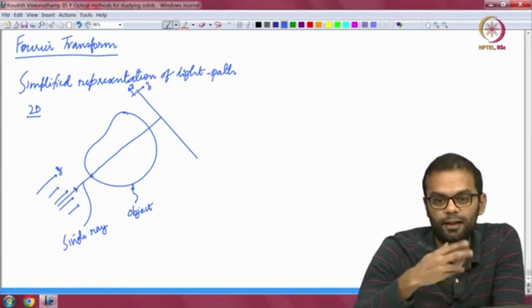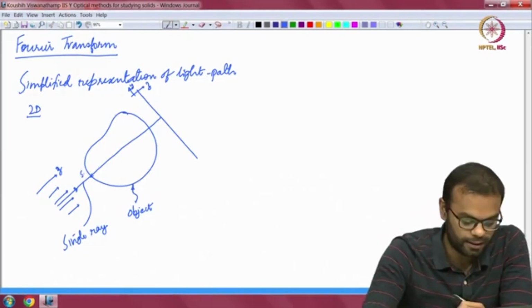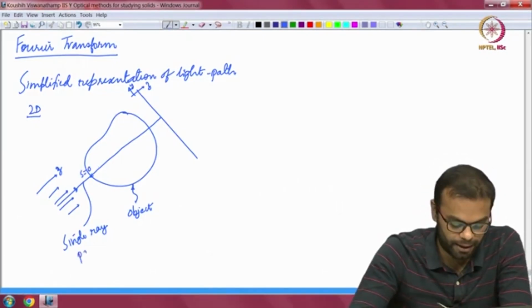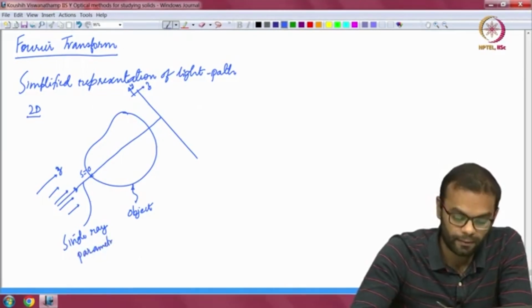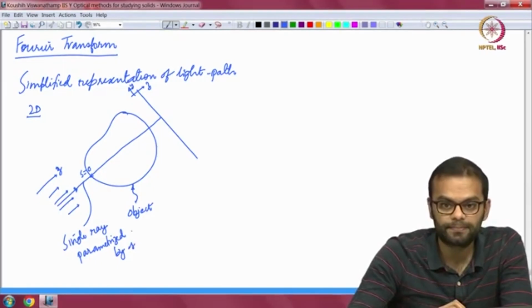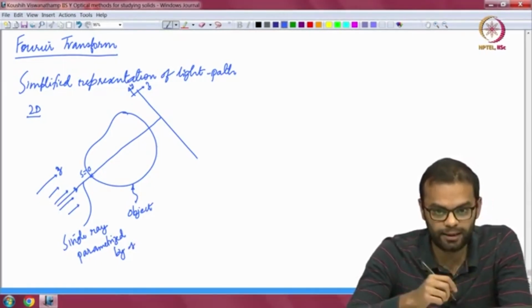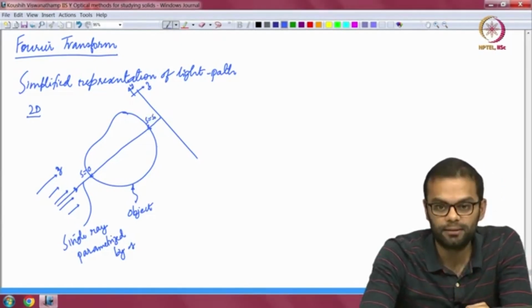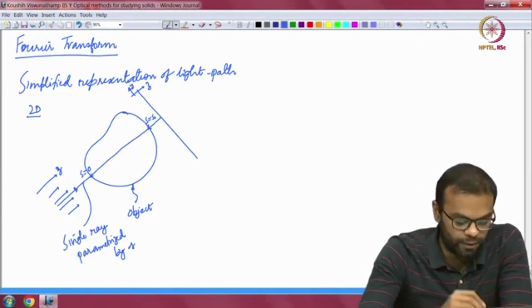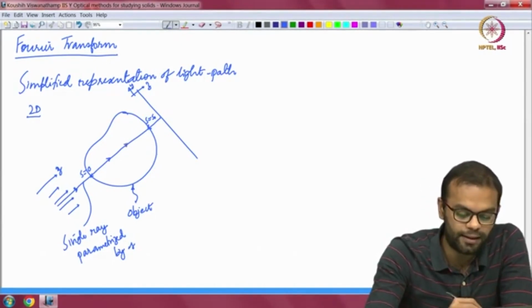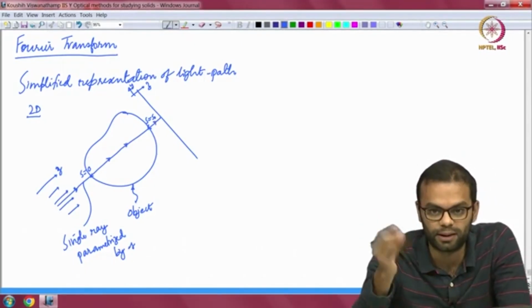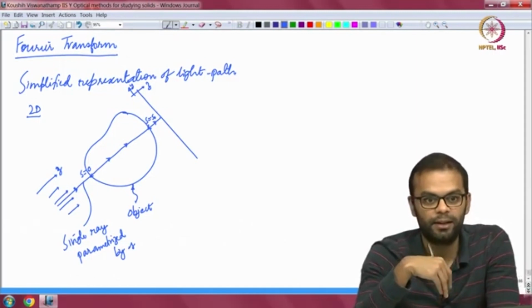Let us take the point at which it enters the object, S equal to 0. We are going to parameterize this ray by S. So it enters the object at S equal to 0 and then it leaves the object at S equal to S naught. And we are basically interested in how the intensity of the light ray changes as it goes from S equal to 0 to S equal to S naught, that is basically what we are interested in.